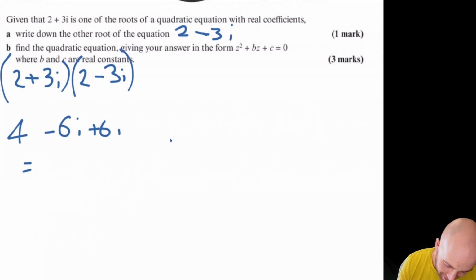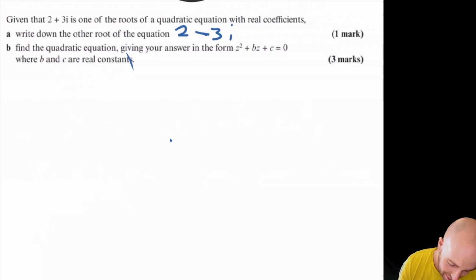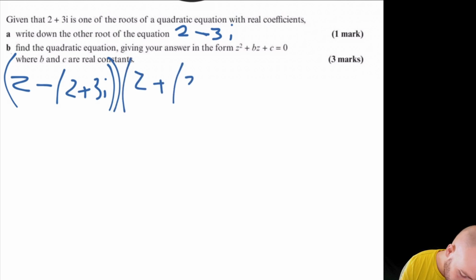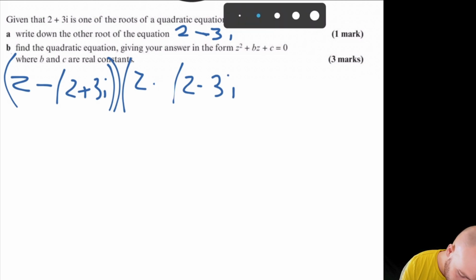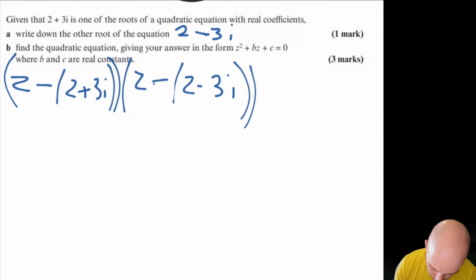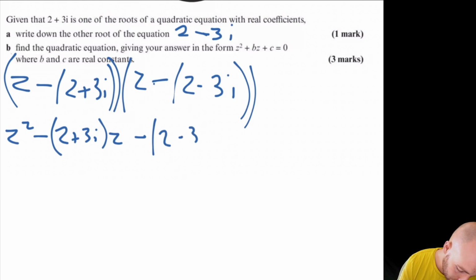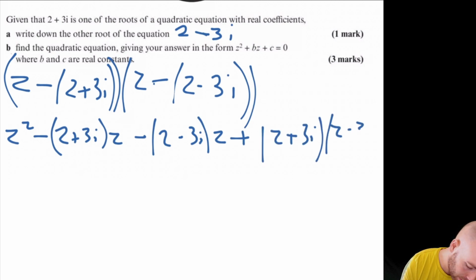What am I doing? I keep doing that. z minus (2 plus 3i), z minus (2 minus 3i). That should also be a minus. Expand it. z squared, minus (2 plus 3i)z, minus (2 minus 3i)z, plus (2 plus 3i)(2 minus 3i).